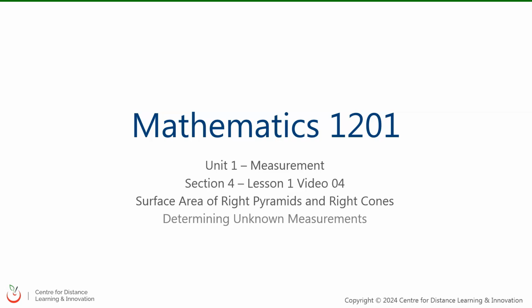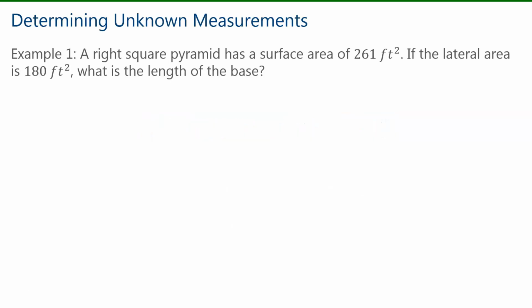Welcome to Section 4, Lesson 1. Here we're going to be determining unknown measurements. So in this video we're going to be looking at some examples. We are already given the surface area and you have to find an unknown dimension like the height or the radius. So let's have a look.